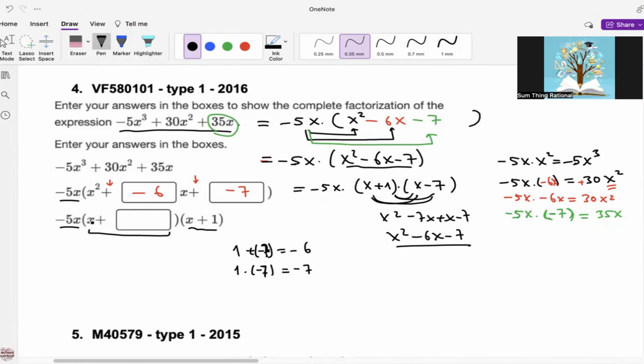Negative 5x is already here. So this should be x minus 7. Maybe I can write it with a red color also. Why negative 7? Because there is no negative sign here. Since it is positive, if there was a negative sign here, I would write it as plus 7 here, to make the whole expression at the end look like my original expression given in the question.